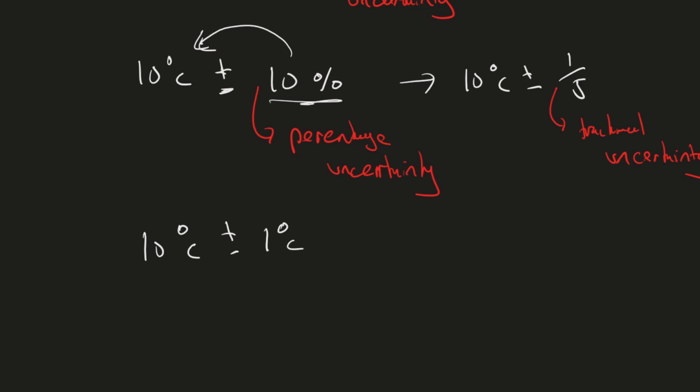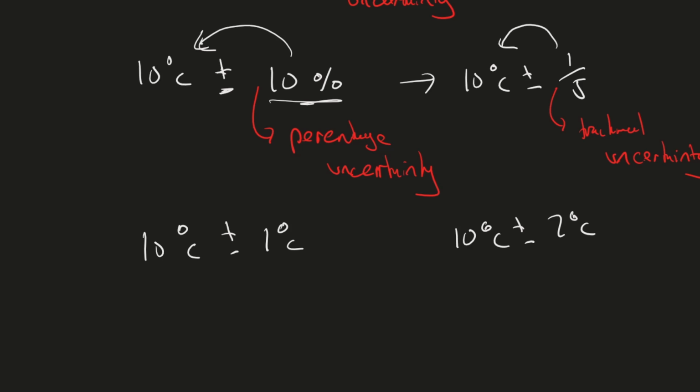We can do exactly the same thing with our fractional uncertainty. If our fractional uncertainty here was 10 degrees Celsius plus or minus 1/5, well, 1/5 of 10 is 2. So we're saying it's 10 degrees Celsius plus or minus 2 degrees Celsius. Hopefully that makes sense, the relationship between fractional uncertainty, percentage uncertainty, and how to change those into absolute uncertainties, and vice versa.